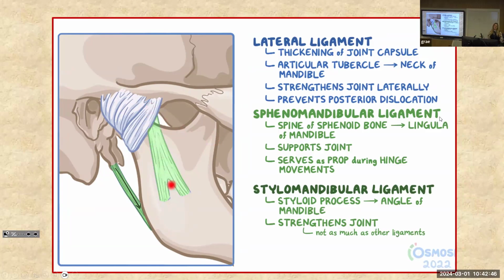that comes from the spine of the sphenoid, comes down to the medial aspect of the mandible, really in the area of the lingula. That is a very important stabilizing ligament, especially during hinge movements. That sphenomandibular ligament plays a good role. The stylomandibular ligament that originates from the styloid process plays a very minor role in stabilizing the joint. So it really just contributes a little bit.